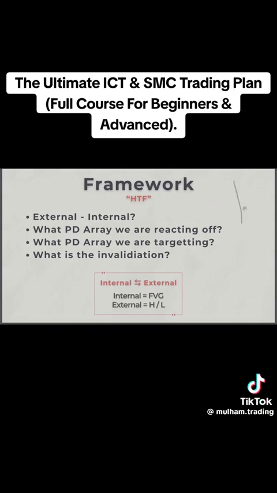So that's one reason of invalidation. If we see a closure or displacement above or below a fair value gap, or a closure with a displacement above or below an old higher low, then that's also an invalidation. So the main thing is understanding the internal to external, knowing that internal are fair value gaps and external are highs and lows. That's gonna actually give you a clear framework.